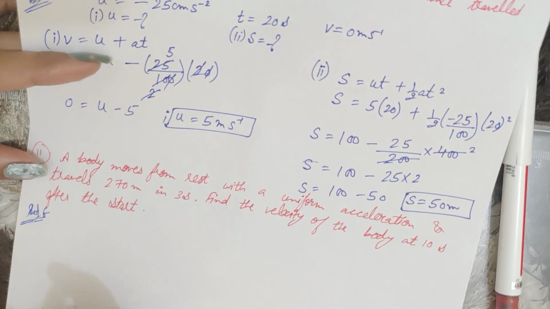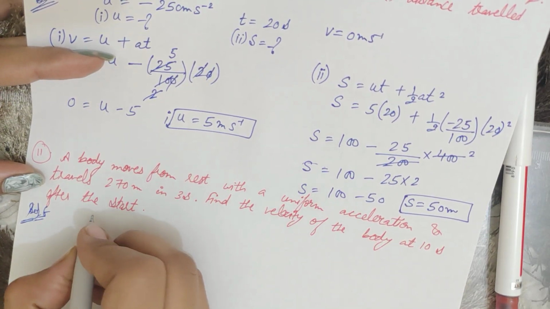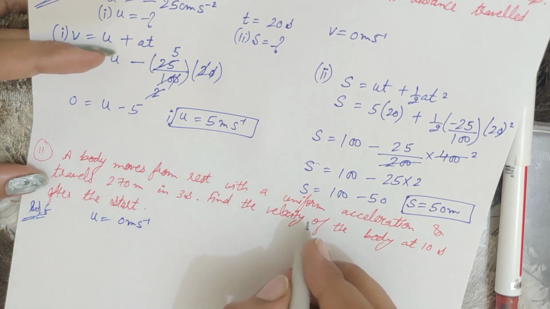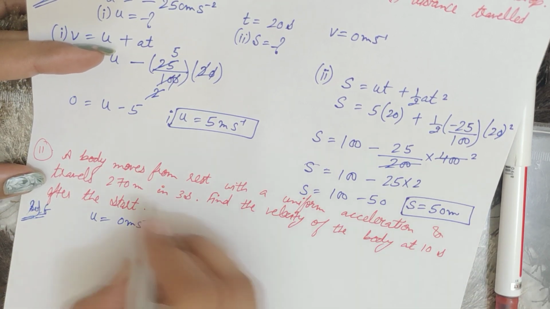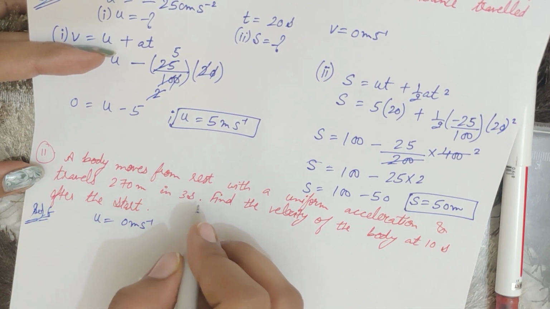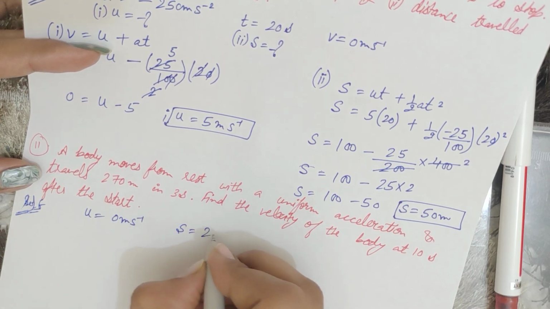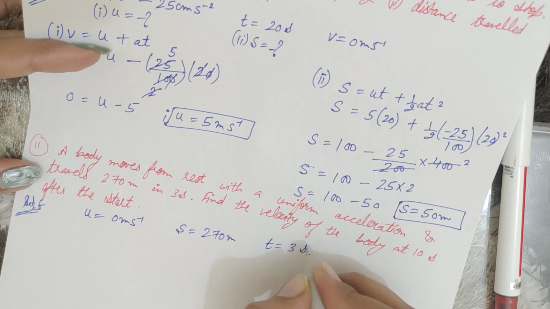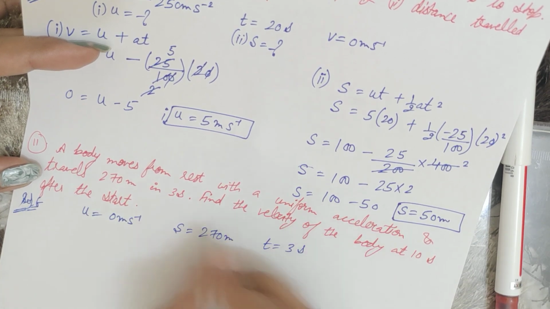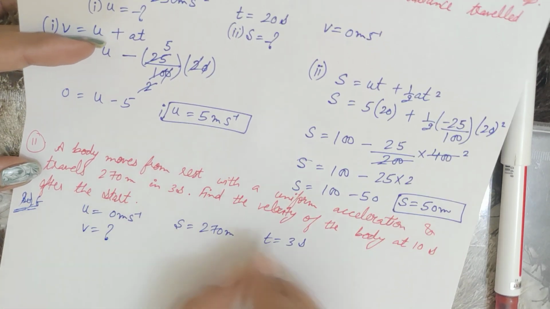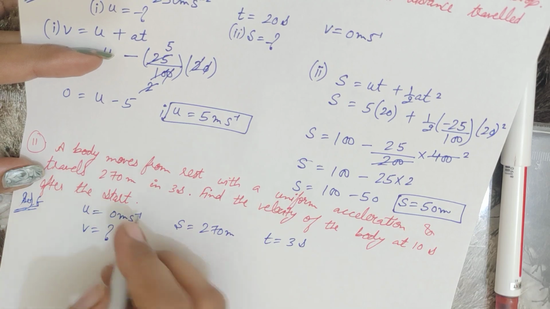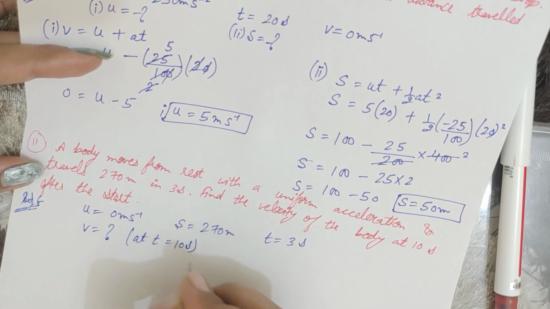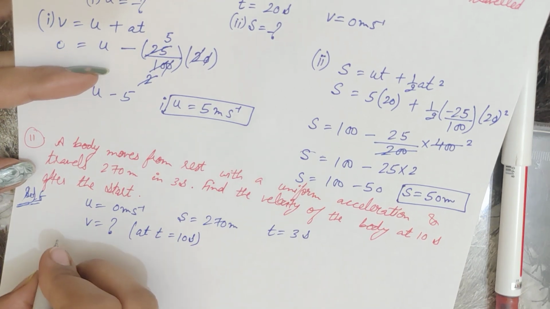Next question is, a body moves from rest. From rest means the initial velocity is 0, with the uniform acceleration and travels this distance in 3 seconds. Distance traveled is given in the question. Time is given, 3 seconds. We need to find out the velocity of the body at 10 seconds after the start. At t equal to 10 seconds after the start, we need to find out the velocity for it.